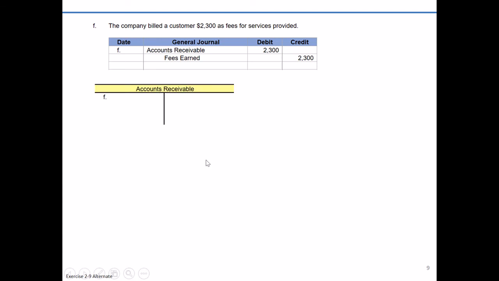Let's look at our T accounts. We're going to have accounts receivable, a debit of $2,300 on our left side, fees earned, a credit on our right side of $1,300. Previous transaction, now we're going to have an additional $2,300. So finally, our revenues are starting to roll in.